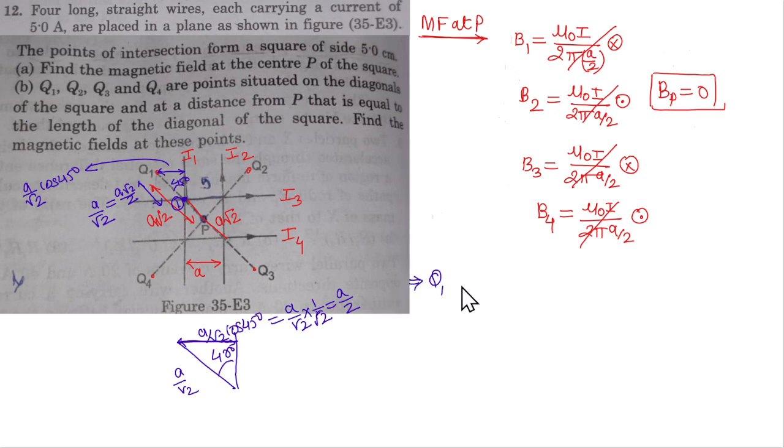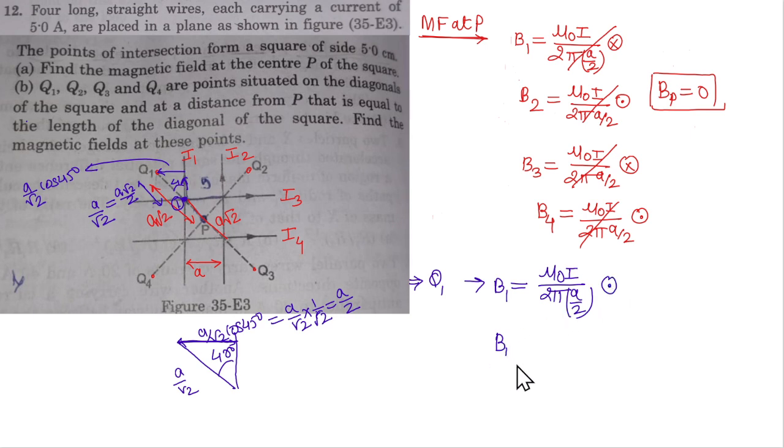First we are finding magnetic field due to current I1, which is equal to mu naught I divided by 2 pi, and distance is a by 2. Now what is the direction of this B1? Definitely, if this current is flowing vertically upward, the direction of magnetic field at Q1 is outward. So you can use the dot sign.